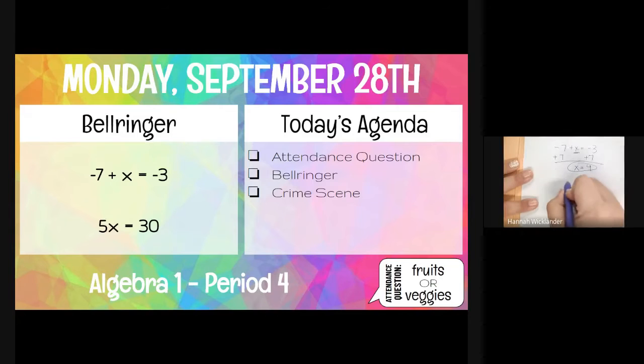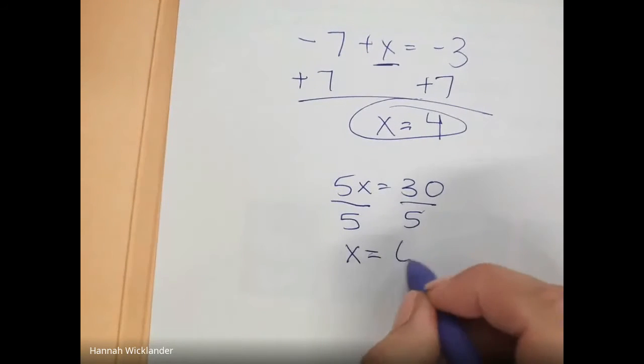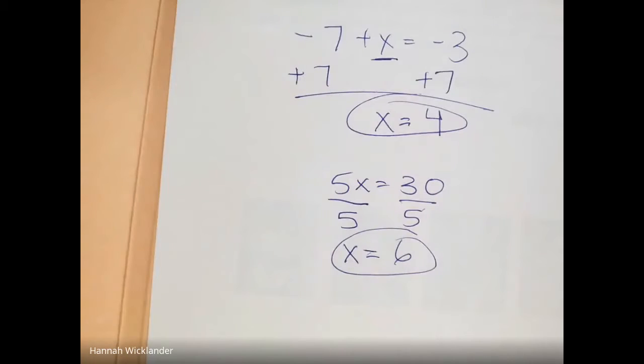And for my second one, I have 5x equals 30. So this one, it's multiplication. So I'm going to do the opposite of multiplication, which is division. Divide by 5 on both sides of the equation, because what I do to one side, I must do to the other. And 30 divided by 5 gives me 6. So x equals 6.